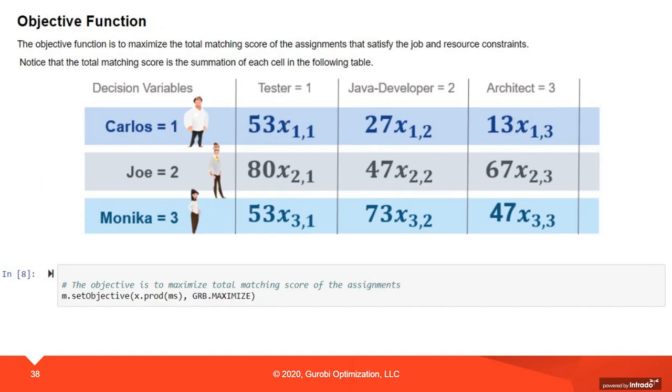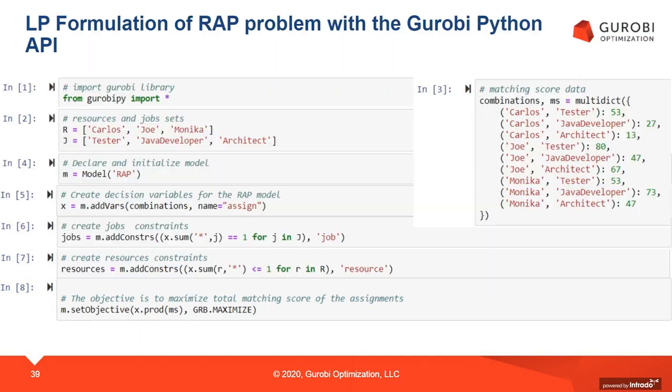And finally, the third important component that we have in the mathematical optimization model is the objective function. And as before, do you remember we have this table, and we want to make sure that we take the summation of all the terms that we have in this table. And for that purpose, we use a method that is called the setObjective method defined over the object M. And to make sure that we take the summation of all these terms in this table, we use the x.prod method. And the second argument will tell Gurobi that this problem is a maximization problem. So this is called GRB.MAXIMIZE. This is a flag that tells Gurobi to maximize this problem.